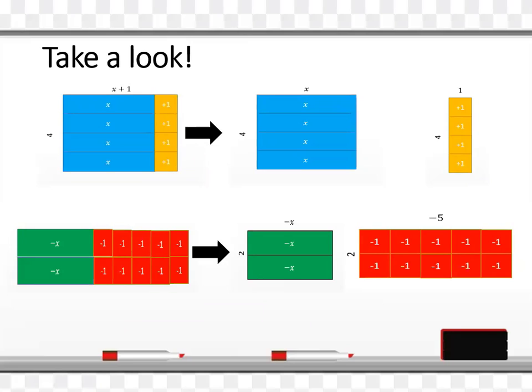The 4x came from the 4 x tiles, and the positive 4 came from the 4 positive 1 tiles. Also, the negative 2x came from the 2 negative x tiles, and the negative 10 came from the 10 negative 1 tiles.